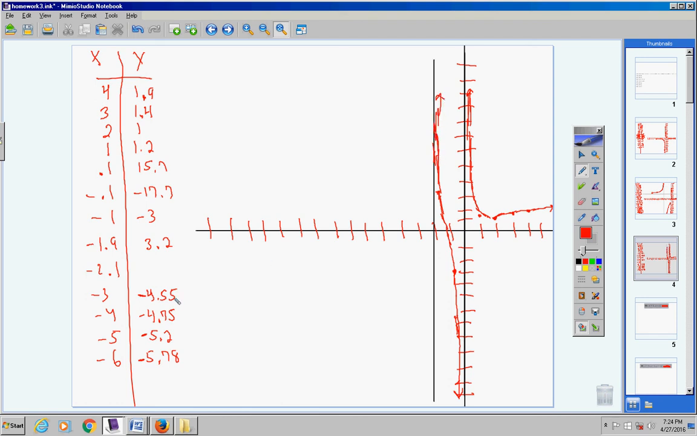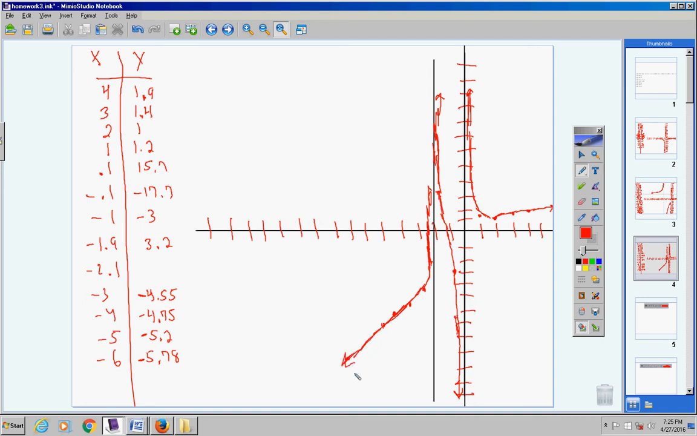Now, let's take a look at negative 3. 1, 2, 3 is negative 4.55. Right there. Negative 4 is negative 4.75. Negative 5 is negative 5.2. So about right there. And then negative 6 is negative 5.78, so a little more right here. So it looks like to me the graph's going to come up, hit here, and eventually start to curve up, getting closer and closer to the vertical asymptote, but never touching it, and continue coming out this way.